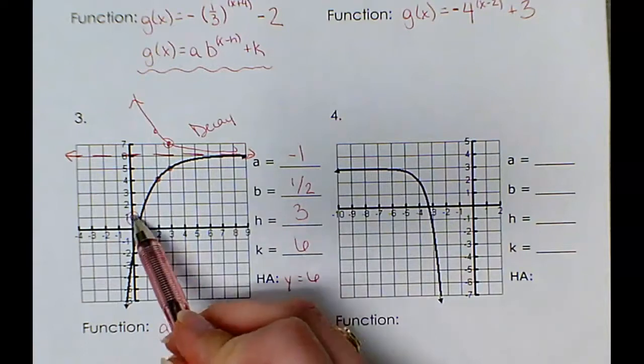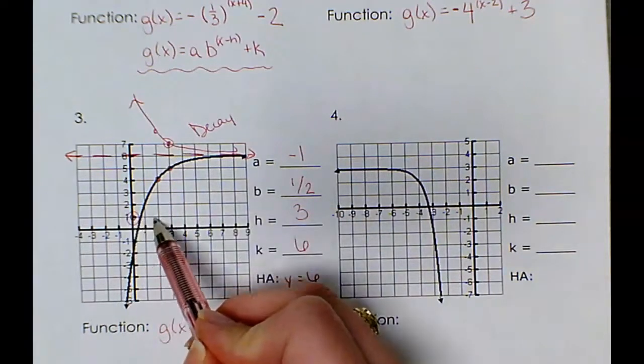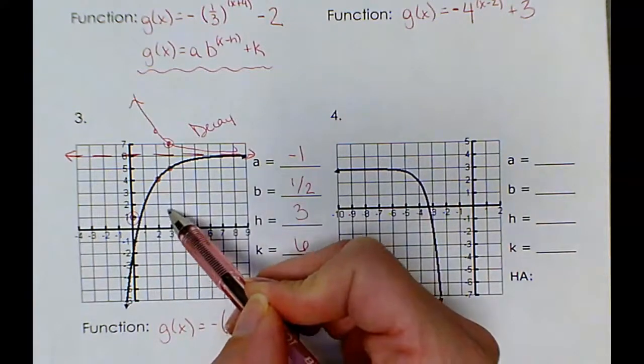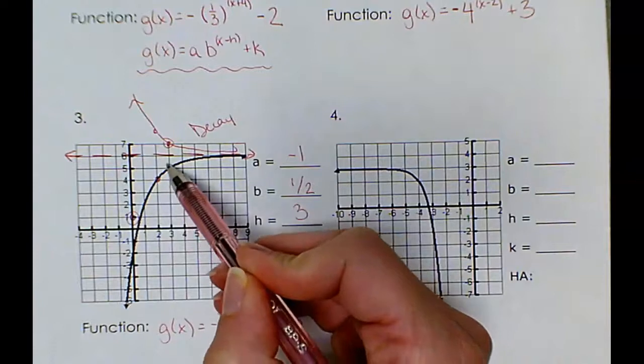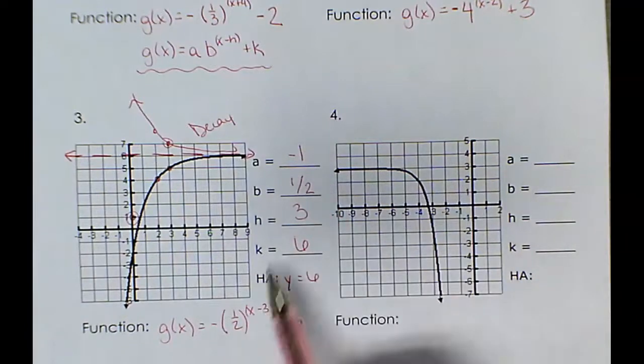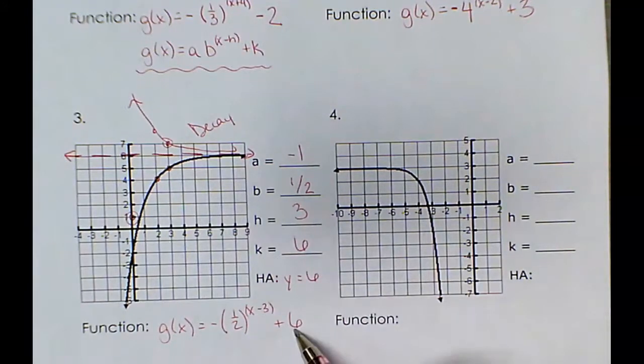The initial value used to be here, but that point has moved here, so we moved to the right 1, 2, 3, an h value of 3. And then a k value of 6, because we moved up 1, 2, 3, 4, 5, 6. The function is g of x equals negative for the reflection, 1/2 for the base, x minus 3, because minus 3 is the opposite of 3, and then plus 6.